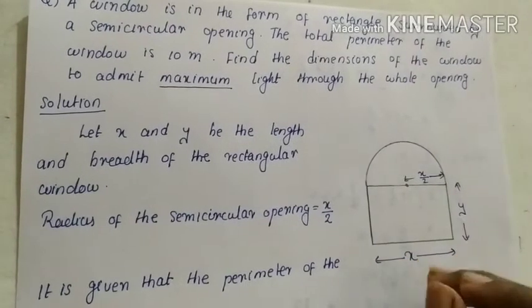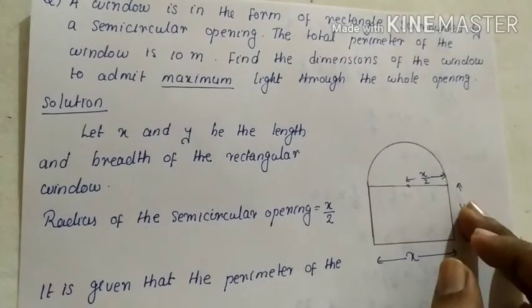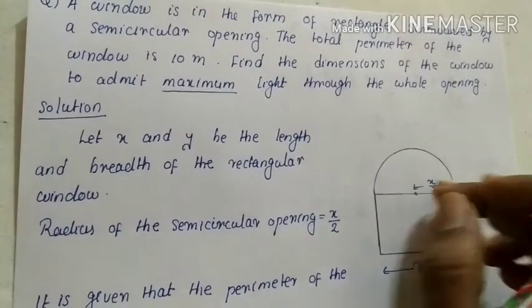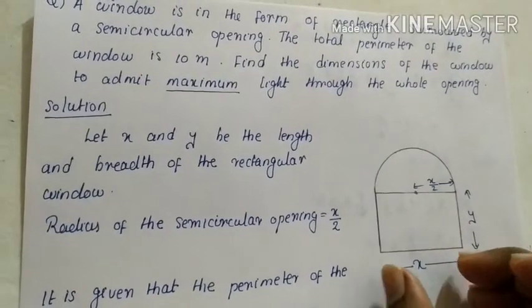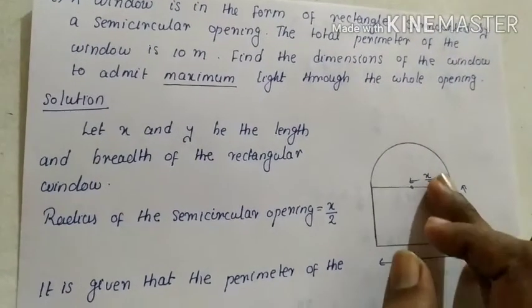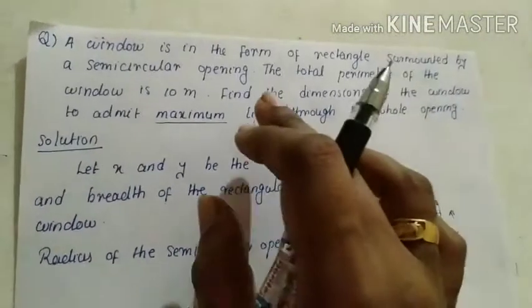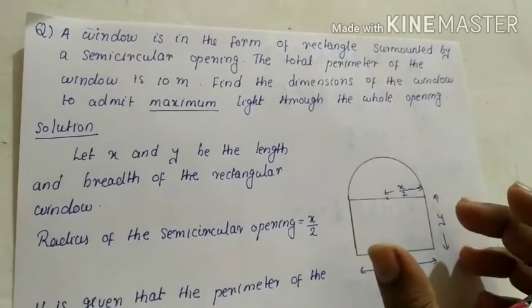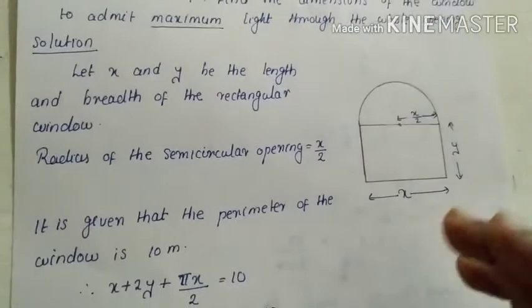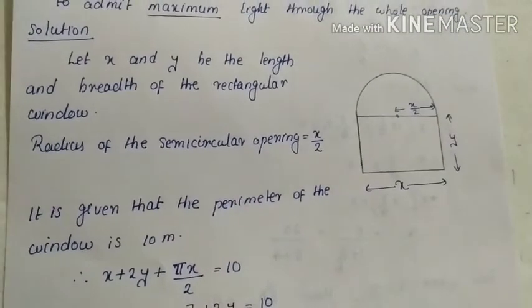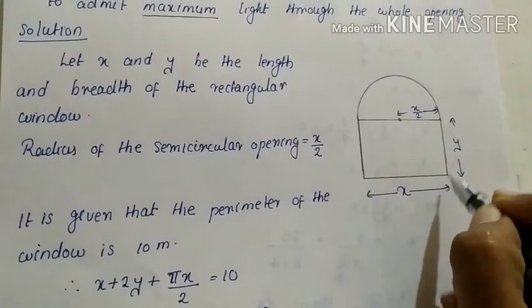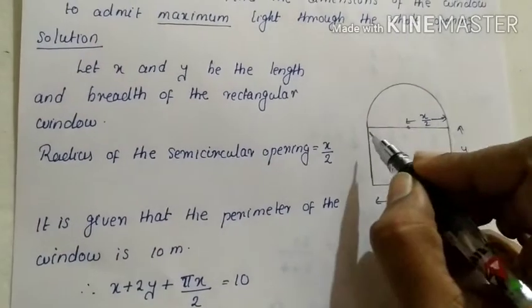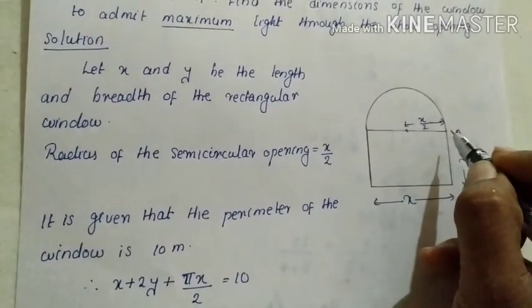First, let x and y be the length and breadth of the rectangular window, and the radius of the semicircular opening is half the length of this side, that means x by 2. Given that the perimeter of the window is 10 meters, the perimeter of this whole section is x plus these two sides, 2y, plus the perimeter of this semicircle.